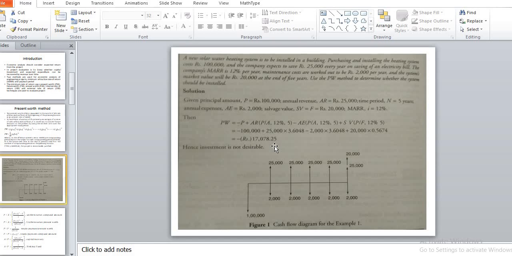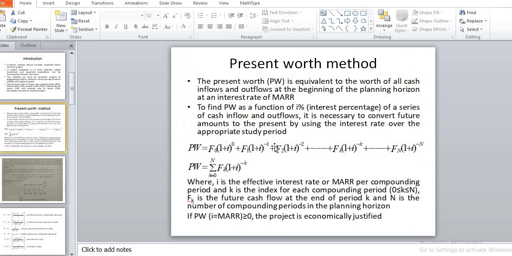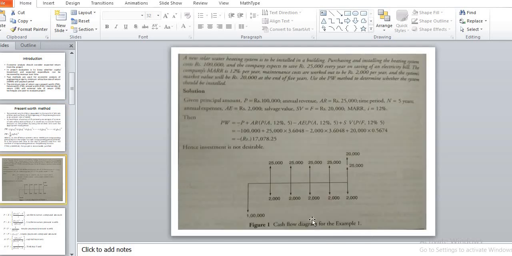Now this value comes as negative, so it is not desirable. The investment is not desirable. As we discussed earlier, if the present worth is greater than or equal to 0, then only the project is economically justified. Here in this example, the present worth comes as less than 0, so it is not desirable.